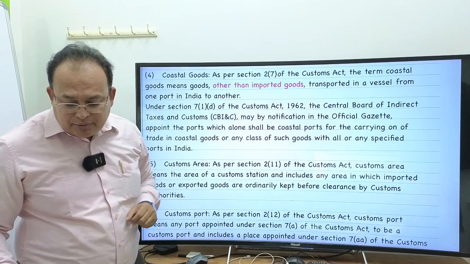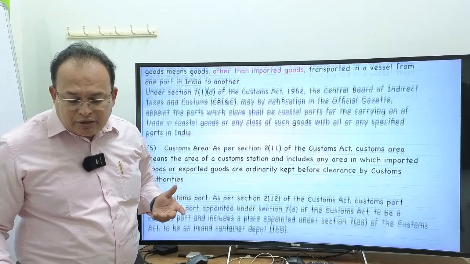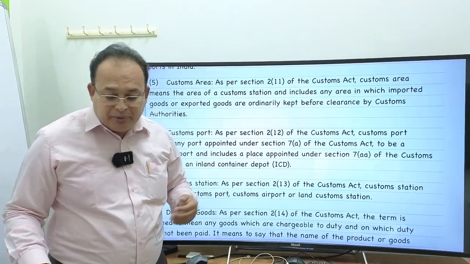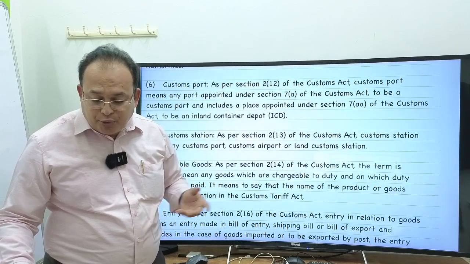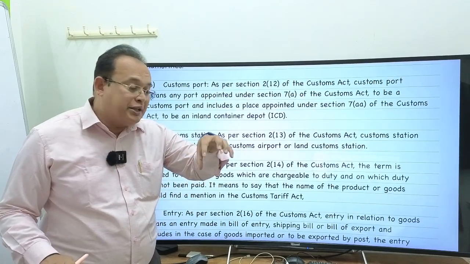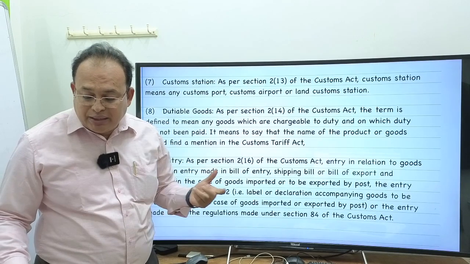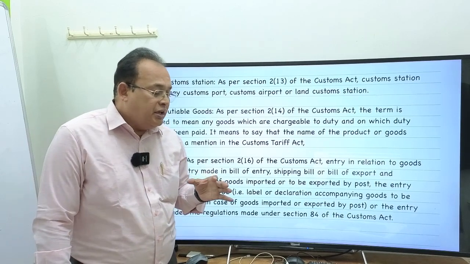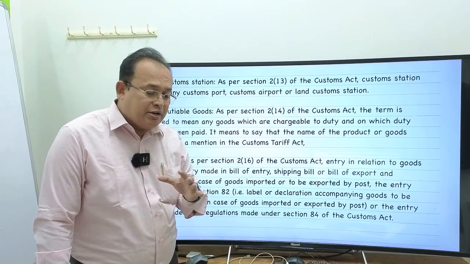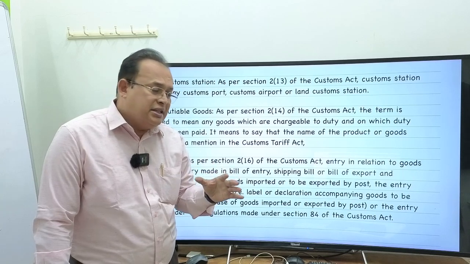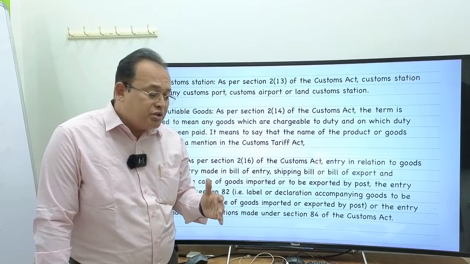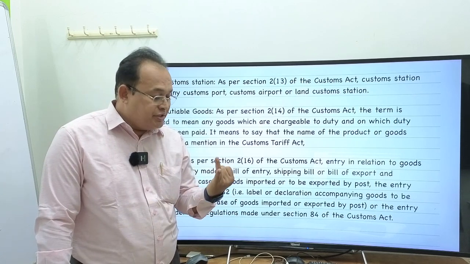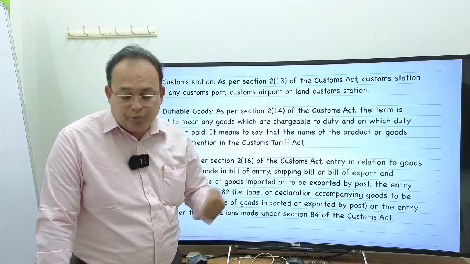Further, customs station is the customs area where the goods are going to be kept before payment of duty or clearance from the customs. A customs port is a designated port where goods are allowed to be imported or exported. A customs station is also like that. Customs station means a port or airport. We have air customs for air transportation of goods, sea customs, and land customs for goods transported through the land route. We have land port, sea port, as well as airport.